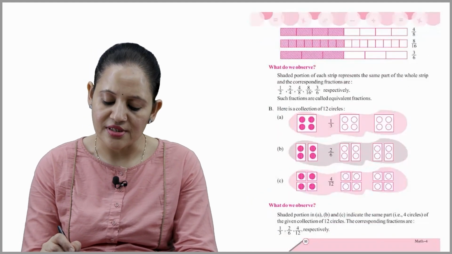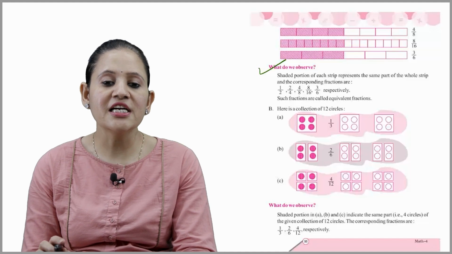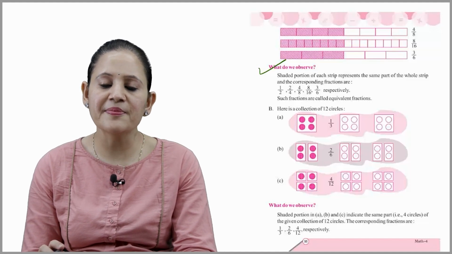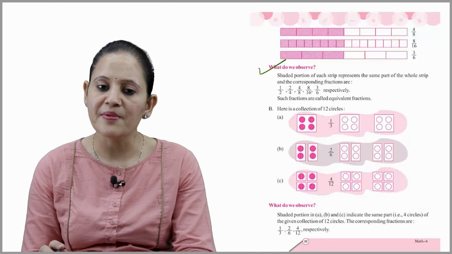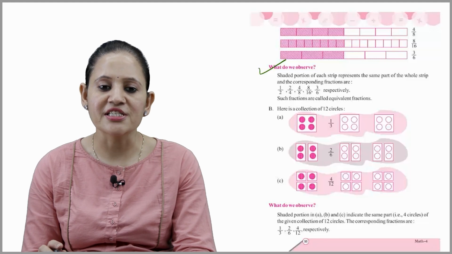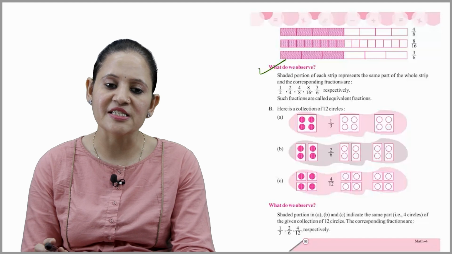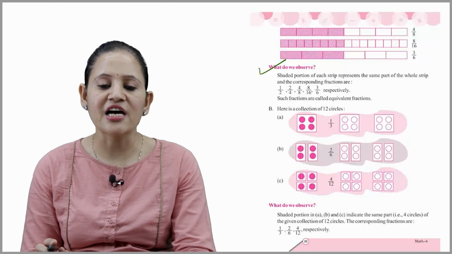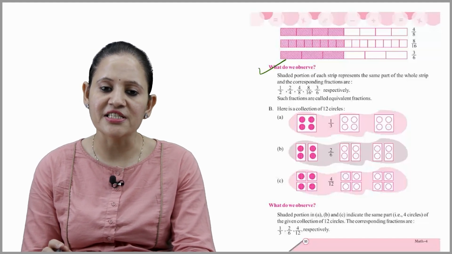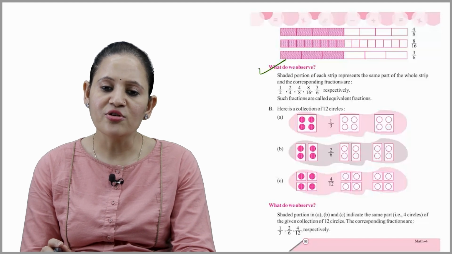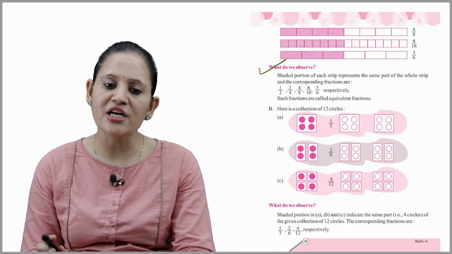So what do we observe? Shaded portion of each strip represents the same part of the whole strip, and the corresponding fractions are 1/2, 2/4, 4/8, 8/16, 3/6 respectively. Such fractions are called equivalent fractions. ये सारे fractions एक ही part को या fraction को represent कर रहे हैं, so they are called equivalent fractions.